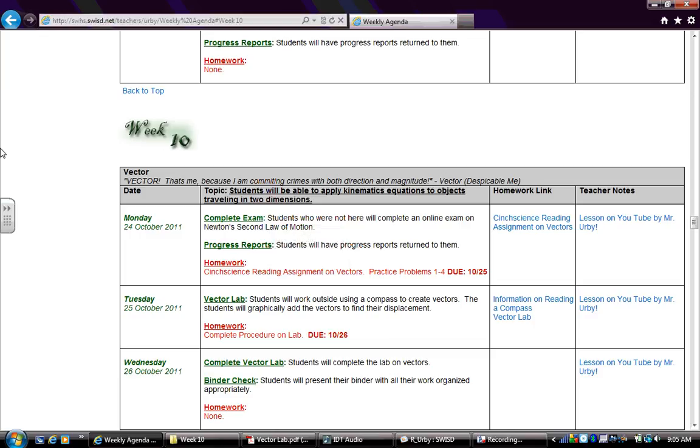Okay, this lecture is for Wednesday, October 26th, 2011. Today we're going to be completing the vector lab that we had started yesterday. You'll remember that you can get those links from the side here, and if you want to refer back to the vector lab, it's right here. We're going to talk a little bit about the data that you should have gotten yesterday, along with some ways that we're going to go about graphing that data to analyze it today.